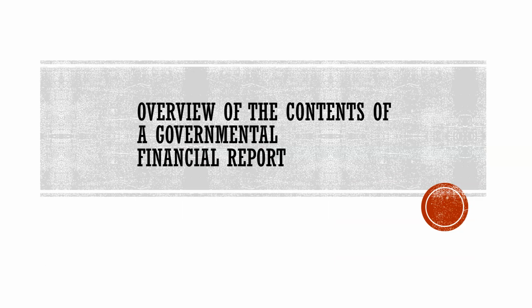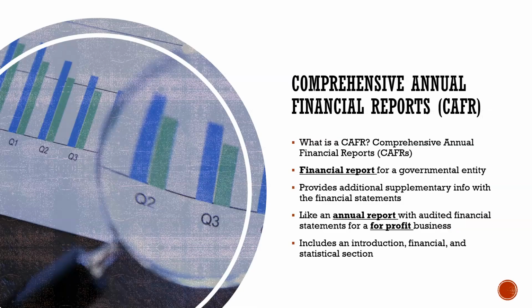So let's get into the overview of the contents that are actually in a governmental financial report. So the governmental financial report is actually called a CAFR, or a comprehensive annual financial report, a CAFR. Now, just an interesting note, the state of Missouri has recently changed what they call this. It's no longer a comprehensive annual financial report. It is now an annual comprehensive financial report.